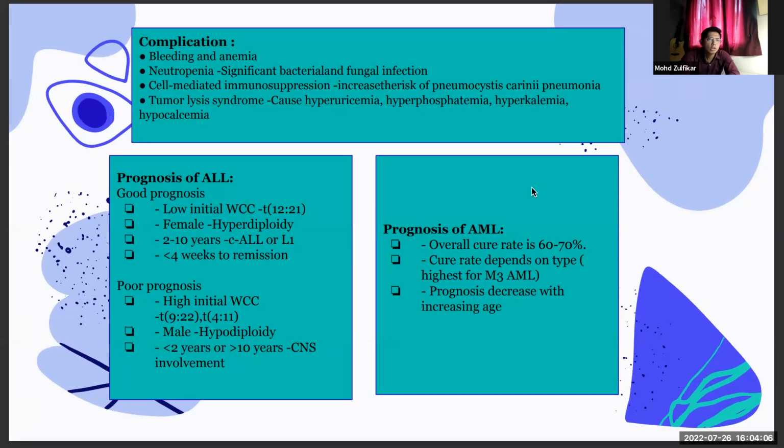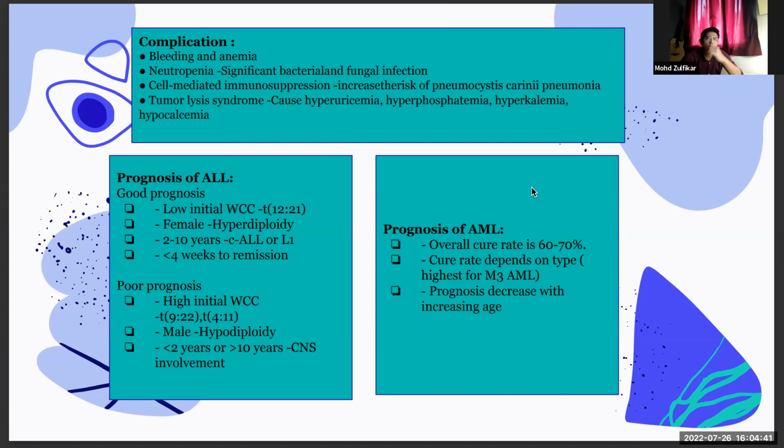So this is basically the complication of the acute type of leukemia, involving bleeding and anemia. It might have neutropenia, with significant bacterial and fungal infection. It can also involve cell-mediated immunosuppression. As you can read, the last one is tumor lysis syndrome, which can cause hyperuricemia, hypophosphatemia, and hyperkalemia or hypocalcemia.